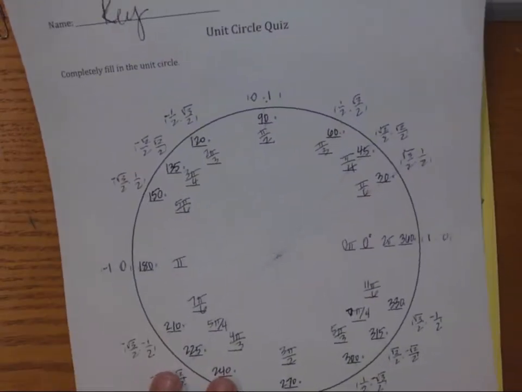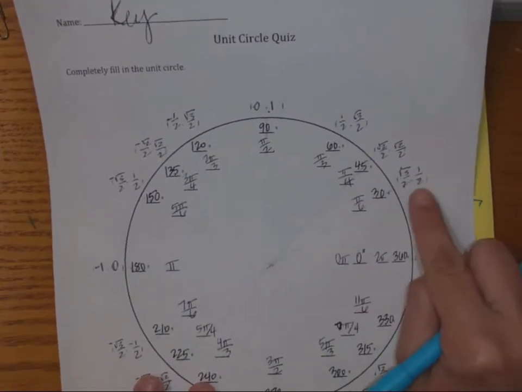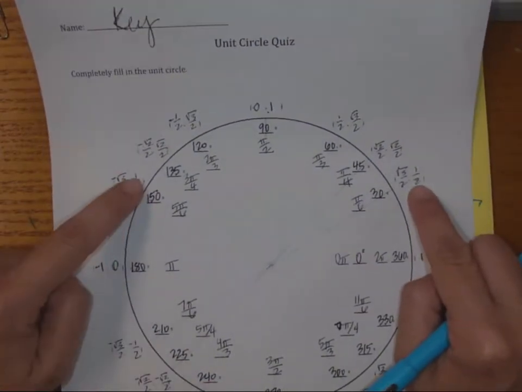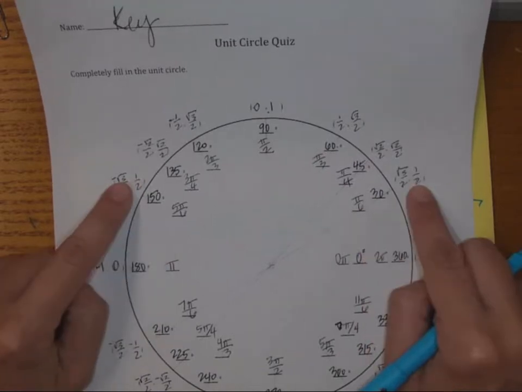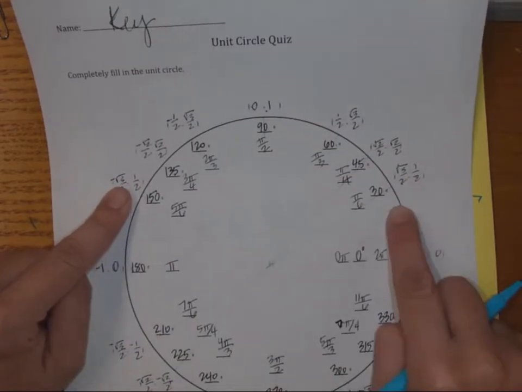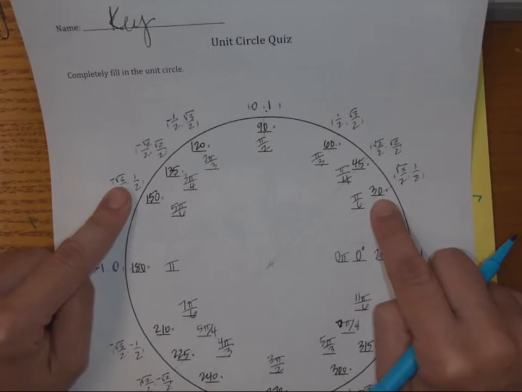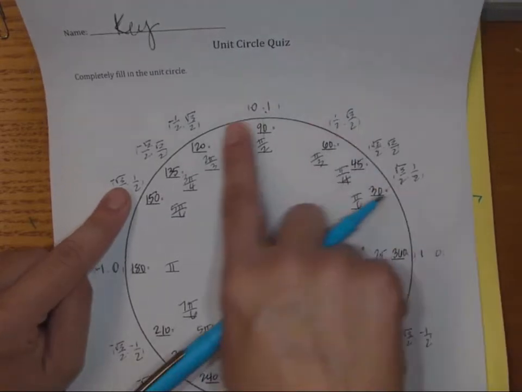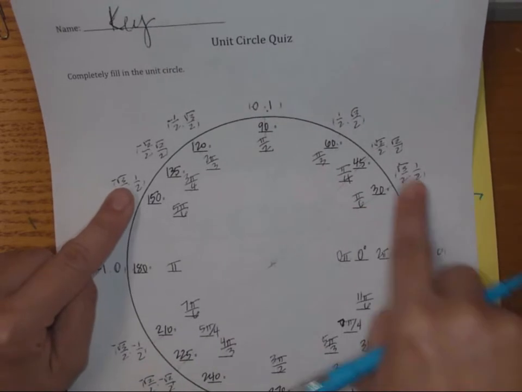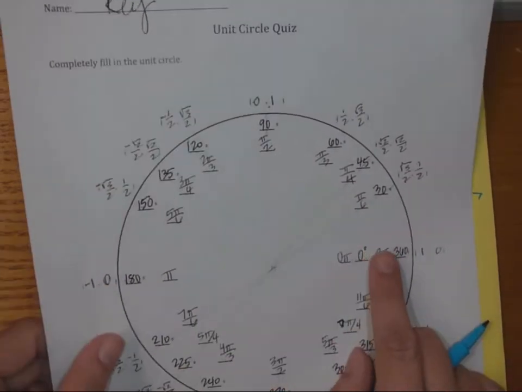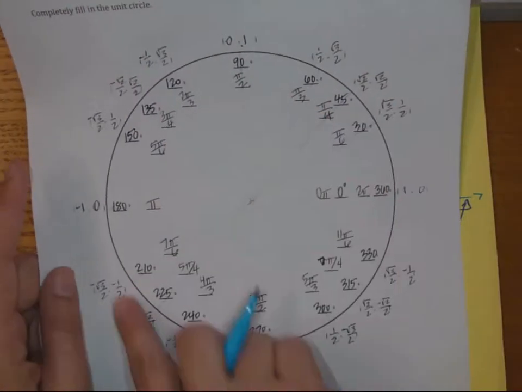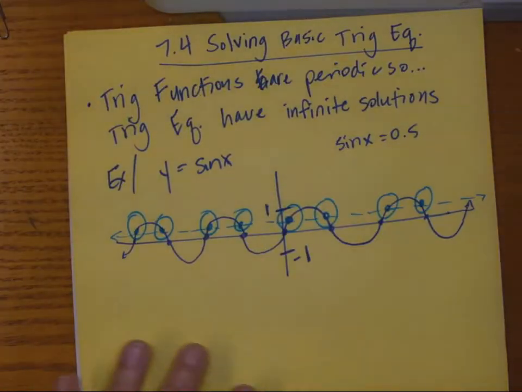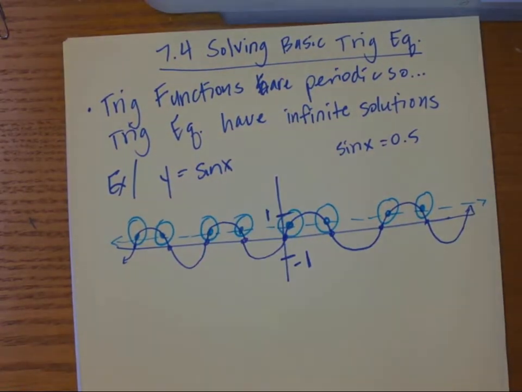Another way you could think about it is on your unit circle. Where is sine x equal to 1/2? Right here it equals 1/2, but also right here. So it's pi over 6 and 5 pi over 6. But then I can go around another time, and this would be 13 pi over 6. I could keep on going around and around and getting more and more answers. I could also go backwards to get answers that way. So there are infinitely many solutions.